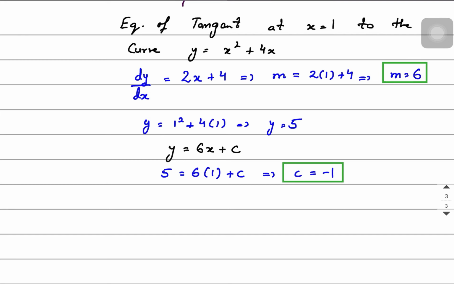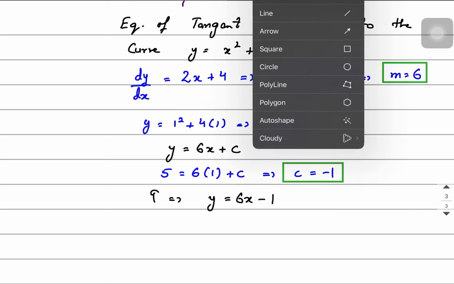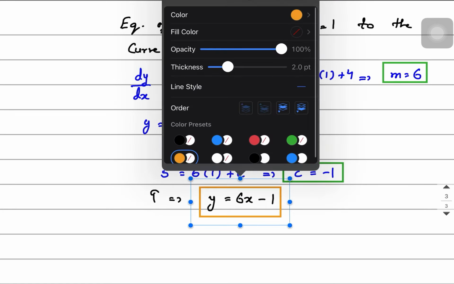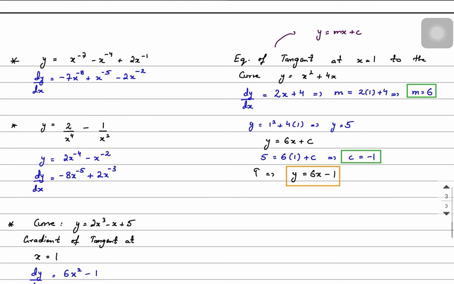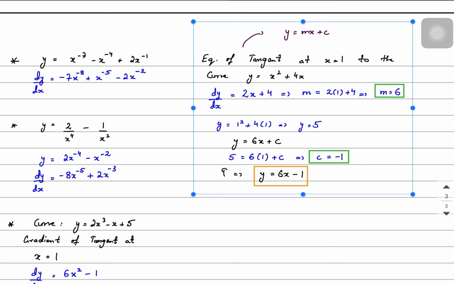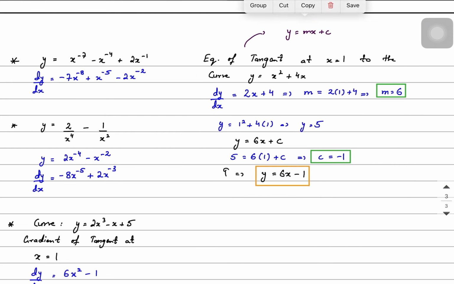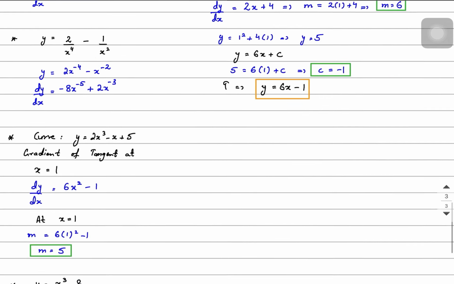Now my equation of tangent would be y equals mx plus c. So that is the way to find out the equation of tangent. I hope that is clear to you. I hope all of you are clear with the method. So this is the method to find out the equation of tangent.